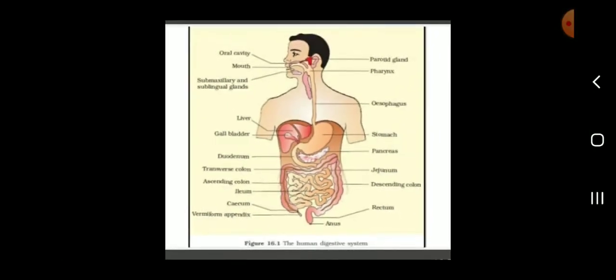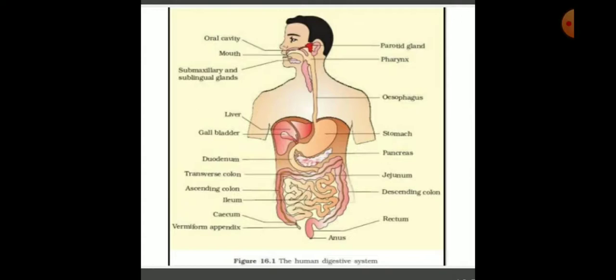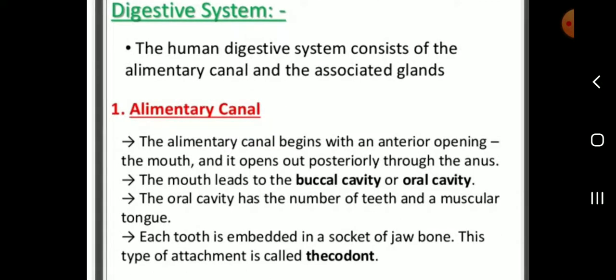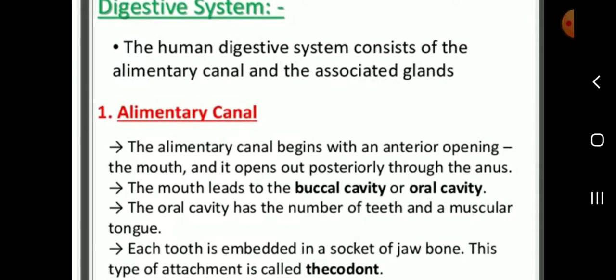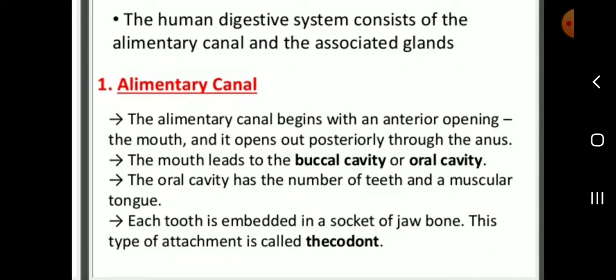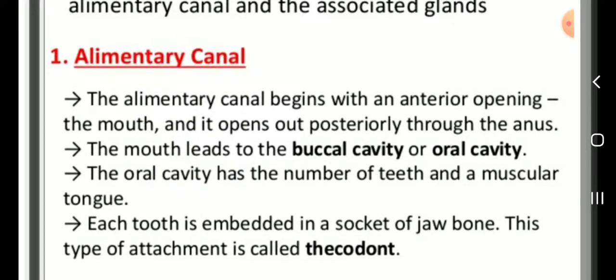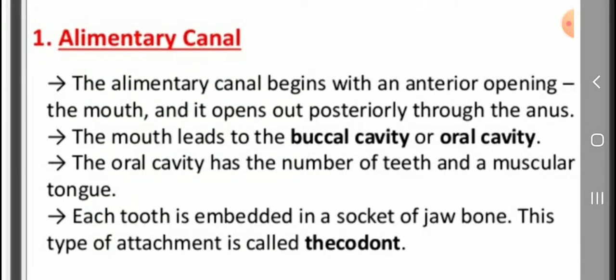This is the human digestive system. The parts of the human digestive system. Listen. The human digestive system consists of the alimentary canal and associated glands. First, the alimentary canal. The alimentary canal begins with an anterior opening, the mouth, and opens out posteriorly through the anus. Mouth leads to the buccal cavity or oral cavity.